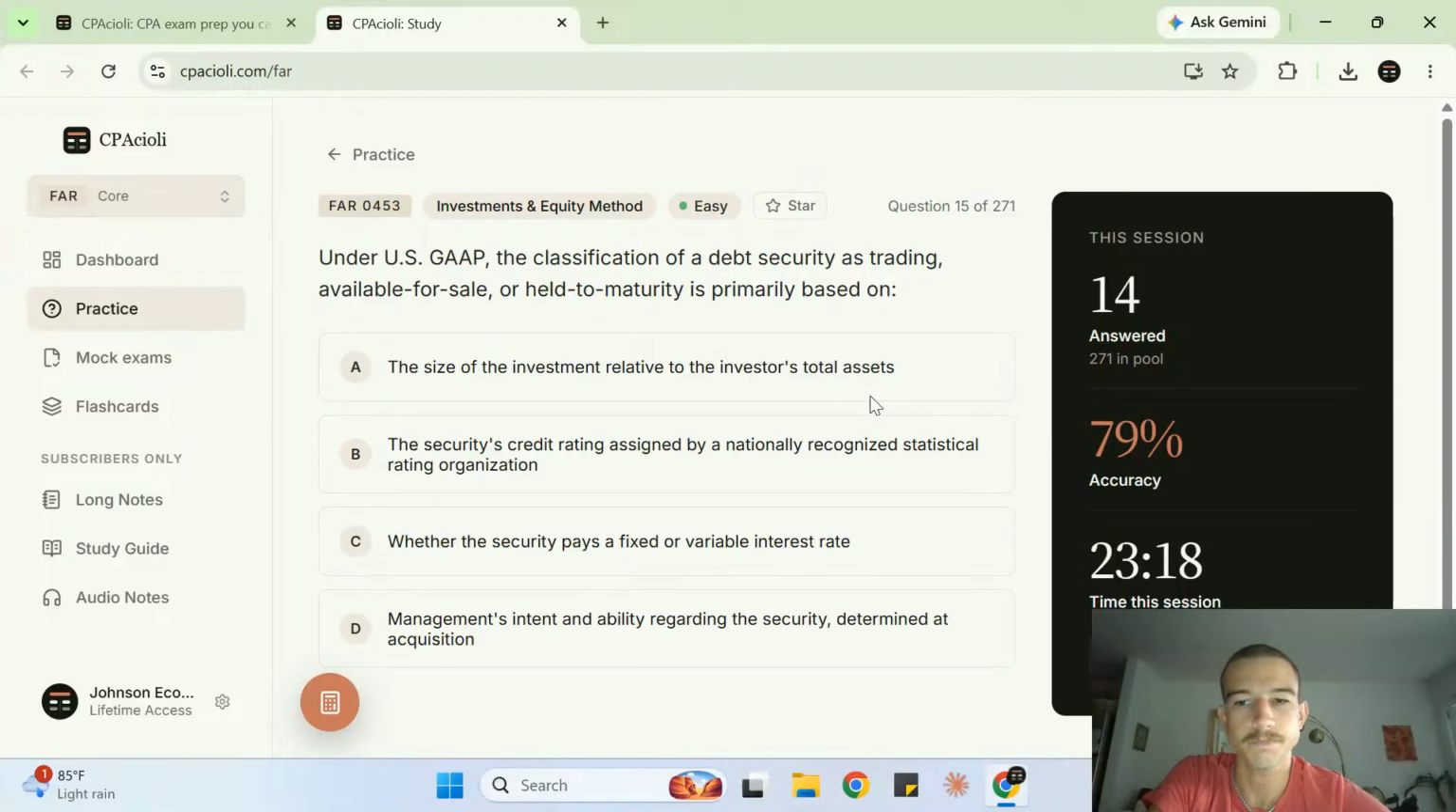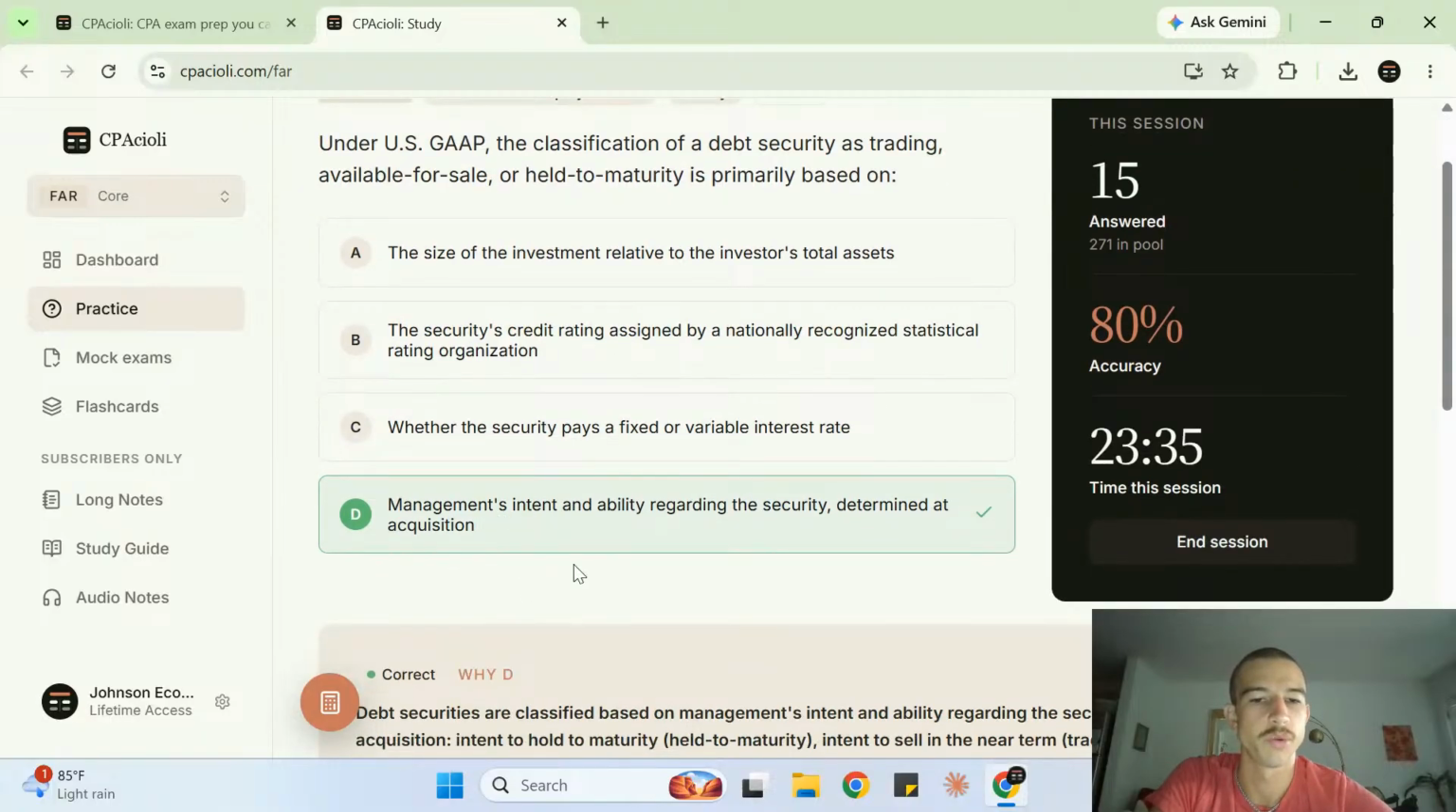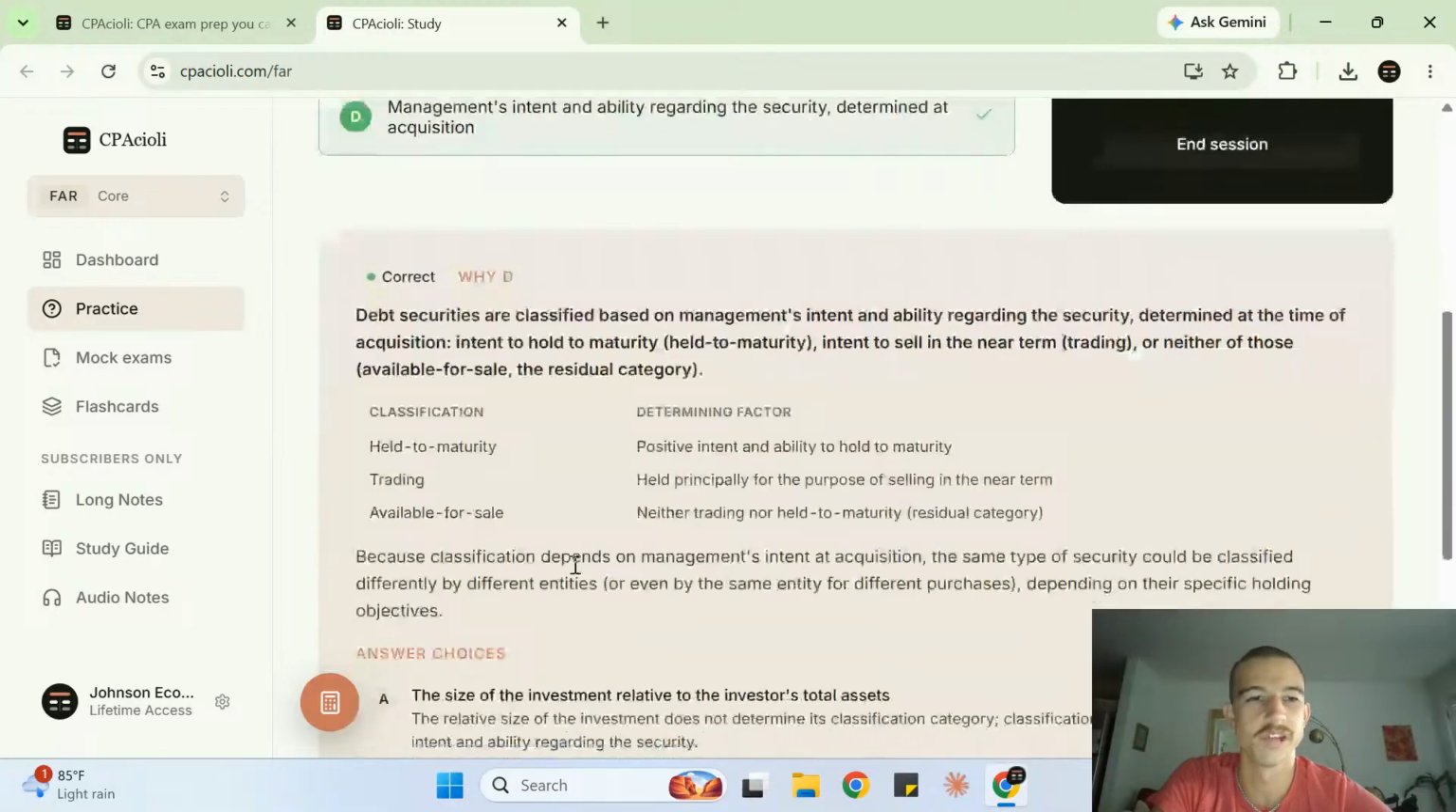Awesome. Good to know. Under GAAP, the classification of a debt security as trading, available for sale, or held to maturity is primarily based on... should be that. Yeah, so it's basically whether they want to sell it or hold it, and if they want to sell it, when they want to sell it.